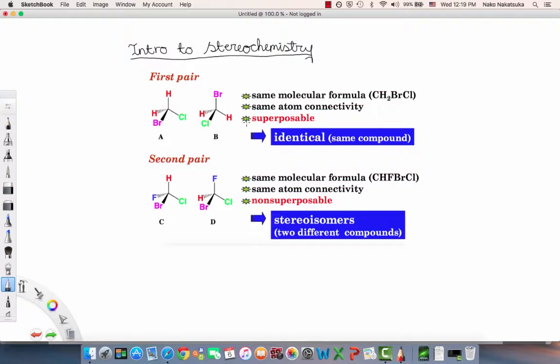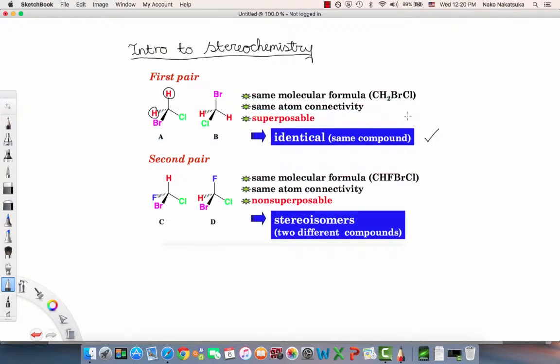What they mean by superposable is that by just rotating some of these bonds around the central carbon, you can rearrange it to look like this. And in this case, we have two of the same atoms, and that's going to be very important. And so the first pair is identical. They're the same exact compound.